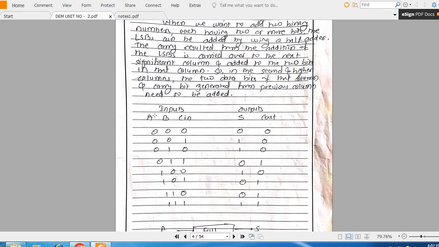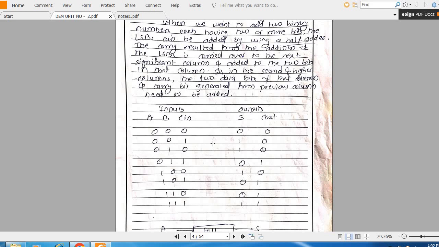These are the inputs A, B, and it may be considered as carry C in. So three inputs and we'll get two outputs, sum and carry. So three inputs means a total of 8 combinations are there, from 0 0 0 to 1 1 1, and we'll get sum and carry in this form.